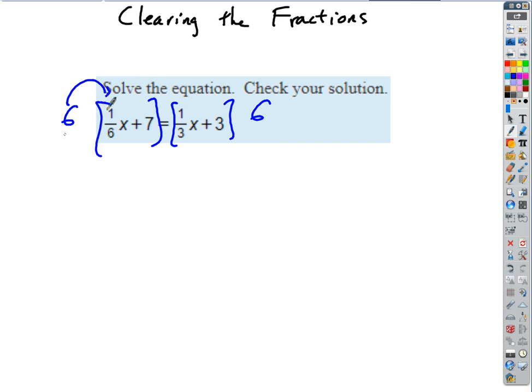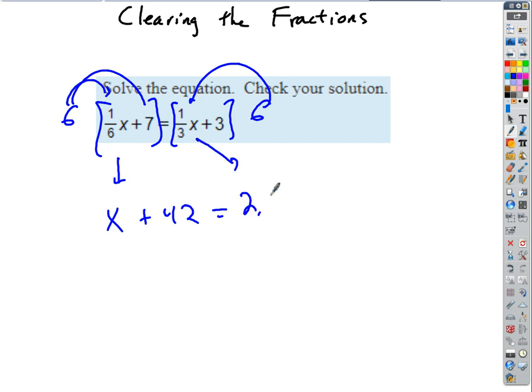Yeah, 1, good, 1x. So for that first term, I'm just going to get an x, aren't I? 6 times 7, 42. 6 times 1/3, 2. So I'm going to get a 2x, and then 6 times 3, 18. Now that's easy from there, isn't it? The fractions are gone, right?